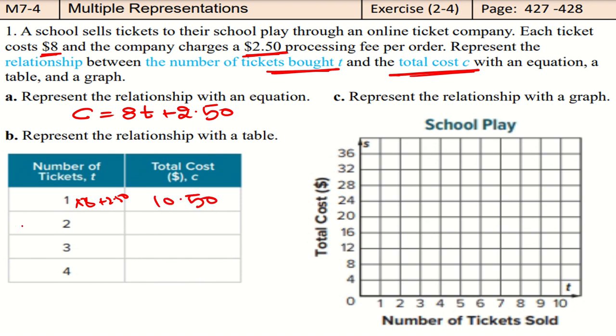Okay. This is for T is 2. So, 2 multiply 8, 16, 16 plus 2.50, 18.50. Then for 3, 3 multiply 8, 24, 24 plus 2.50, 26.50. 4 multiply 8, 32, 32 plus 2.50, 34.50. Now you can make the points here and then draw the graph.